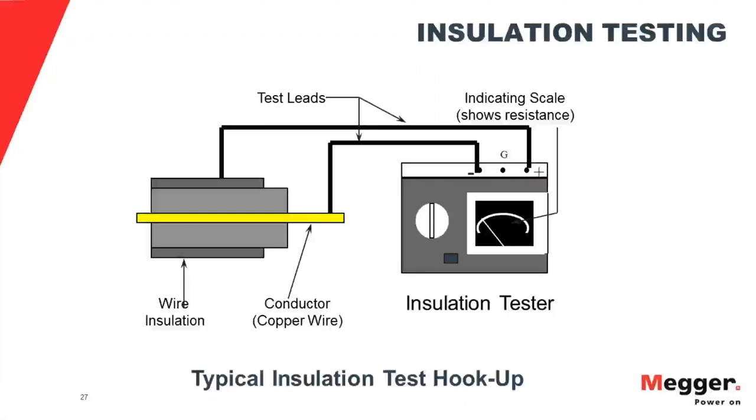And then when you energize the tester, you now have a voltage between those two terminals, and leakage current is going to travel through the insulation from one terminal to the other. The tester is going to measure that and convert it into the resistance of that particular insulation.